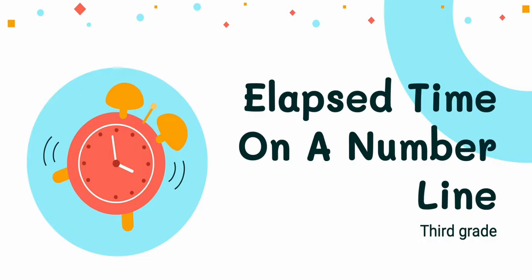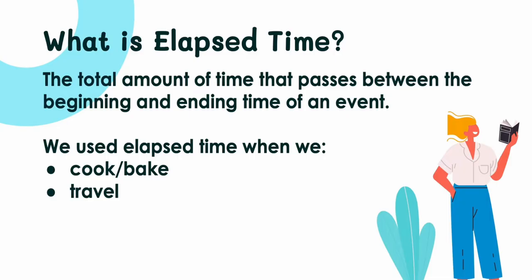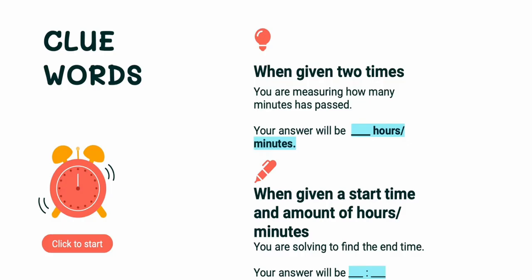This is a video going over how to solve elapsed time problems on a number line. Elapsed time is the total amount of time that passes between the beginning and ending time of an event. We use elapsed time when we cook, bake, and travel. There are a few clue words when you're solving problems with elapsed time.